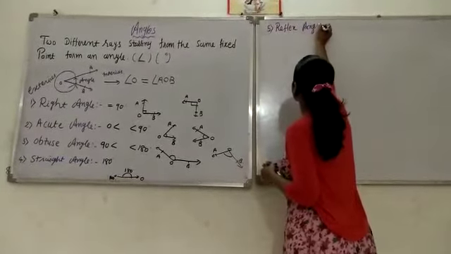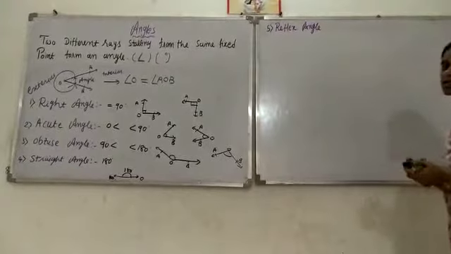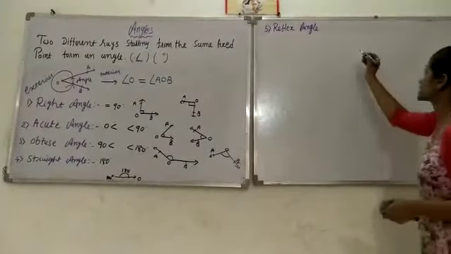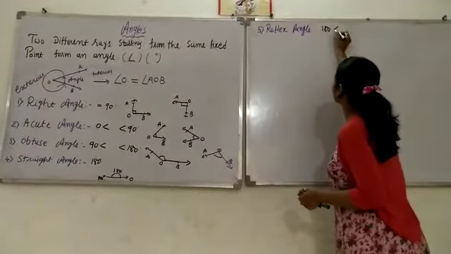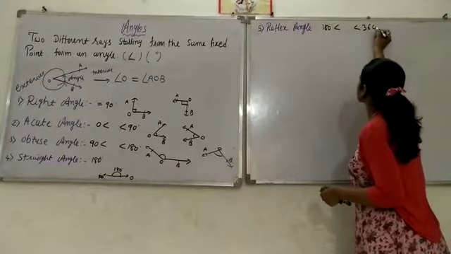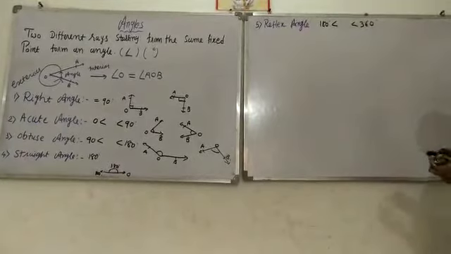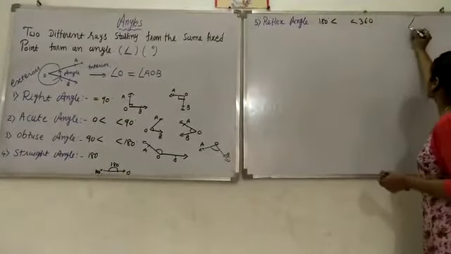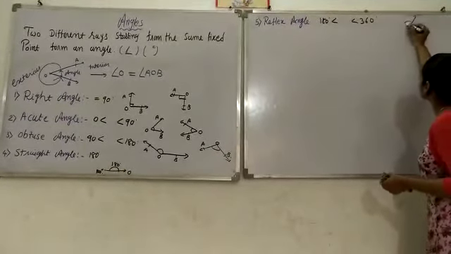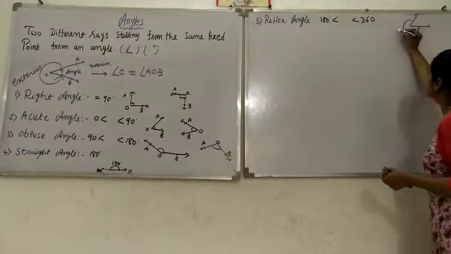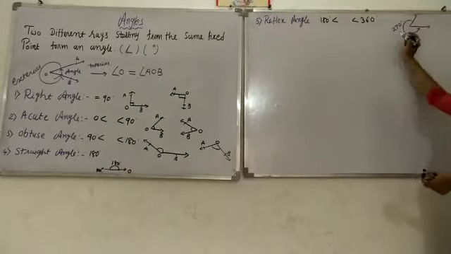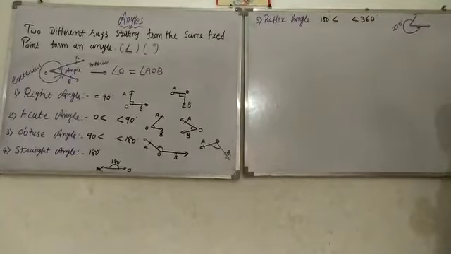Fifth is the reflex angle. A reflex angle means your angle measurement is greater than 180 degrees and less than 360 degrees. This type of angle is called a reflex angle. Your figure looks like this. Suppose this angle is 270 degrees, so this is included in reflex angles.